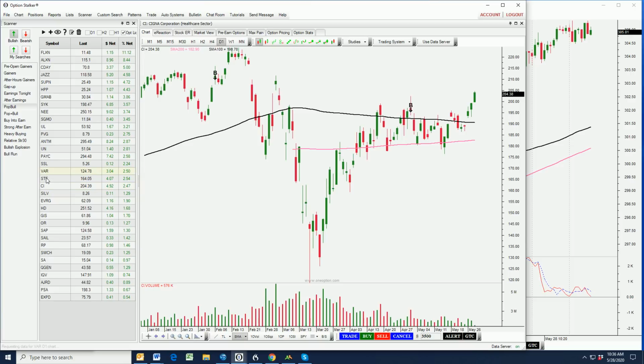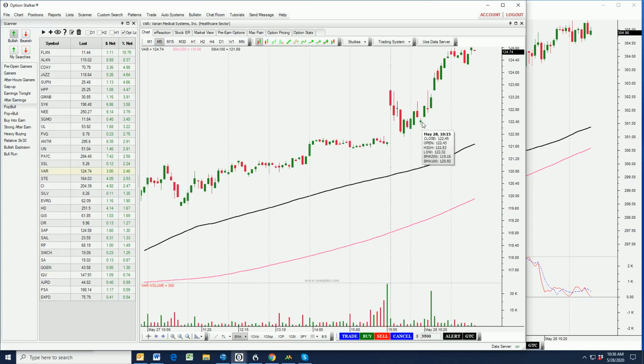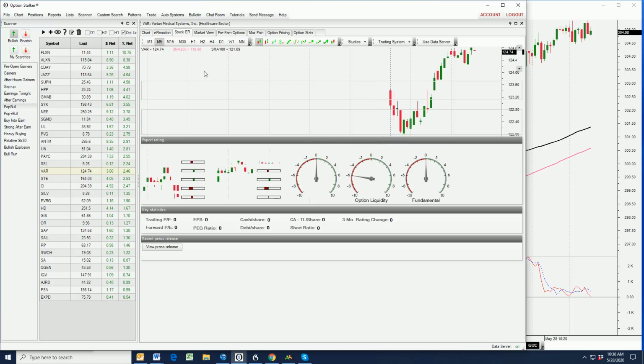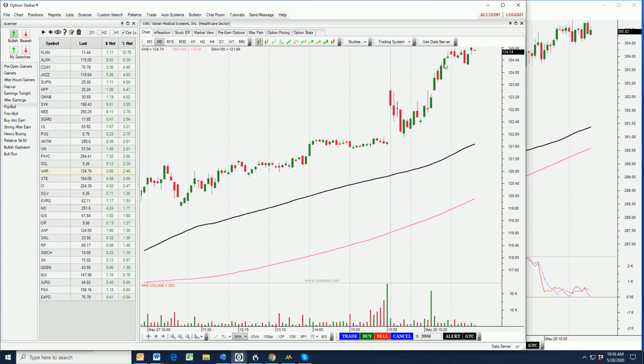And let's see what else we've got here. VAR. VAR is nice. See, it's through the 200-day moving average, through the 100-day moving average. Go on to the M5 chart. You can see nice solid strength during the course of the day. We'll go into stock ER. We'll take a look. You can see that the option liquidity is -6, so not really good enough for an option trade, but a nice stock trade nonetheless.